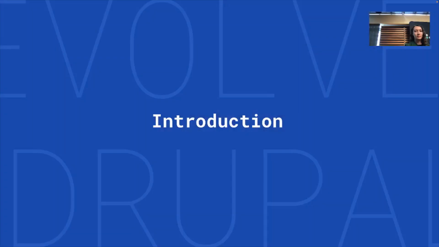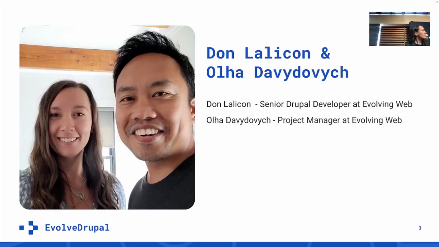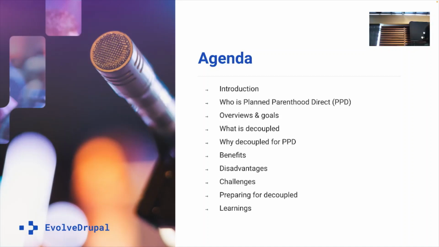So for today's topic, we decided to chop them up into small items. First, we're going to do a bit of an introduction of ourselves, and second, we're going to talk about the client, what the different requirements were, what the project overview was, and also why we decided to go with the decoupled approach for this project. And finally, we're going to dive deeper into the technical side. We're going to discuss what the benefits and advantages of such an approach are, what the challenges were, and most importantly, what lessons we learned along the way.